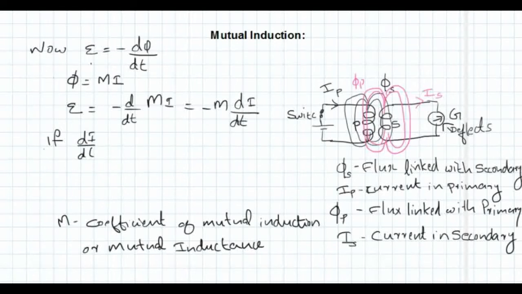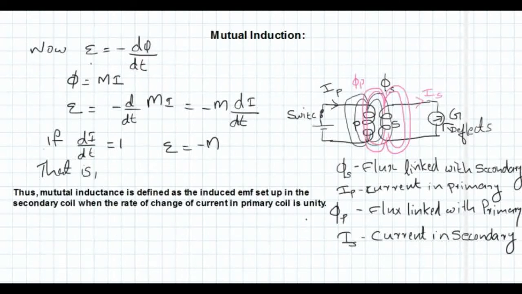Now suppose di by dt is equal to 1. What is the meaning of di by dt is equal to 1? It means the rate of change of current is 1. So when the change in current is unity, that is di by dt is equal to 1, then we may write E is equal to M. So this way we can define the coefficient of mutual induction or mutual inductance.